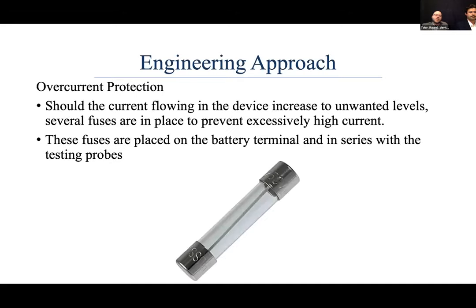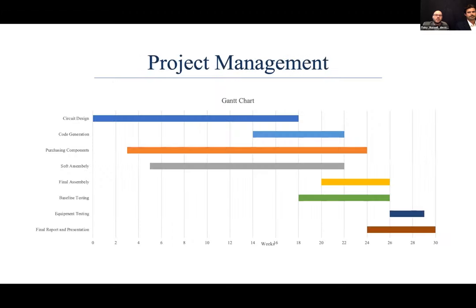And for our overcurrent protection, we just went with the simplest solution. We went with a fuse. We placed 2 fuses, one on the battery to limit the overall current going into the device. And we included one in the measurement circuit itself to prevent any dangerous currents from flowing through the measurement circuit and potentially harming whoever's operating the device.